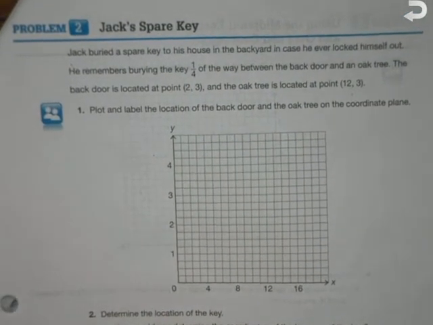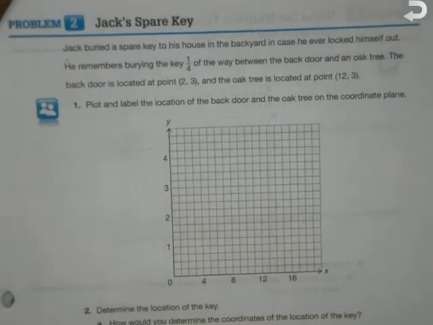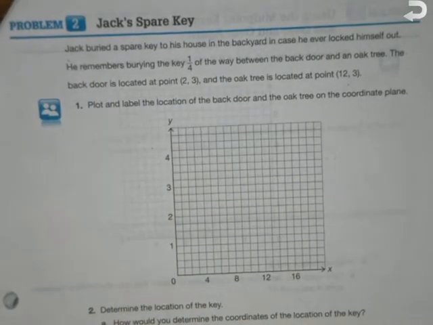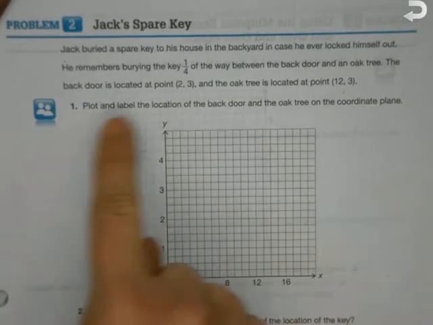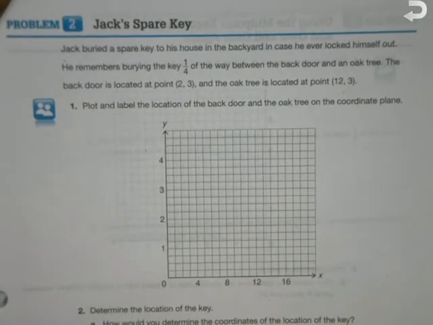What I want you guys to do right now with your group, so I do want you working together, elect one person to read the problem about Jack and his spare key to the group, and then just do part 1 where it wants you to plot and label the location of the back door and the oak tree. Okay?